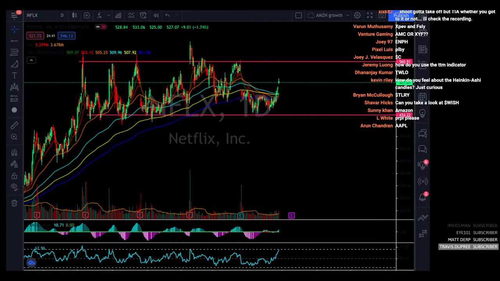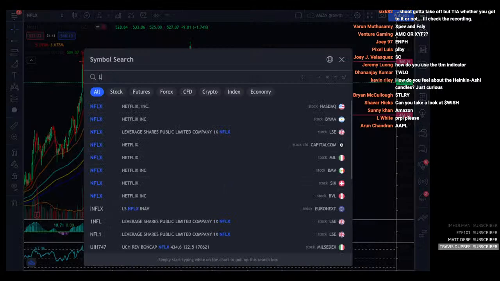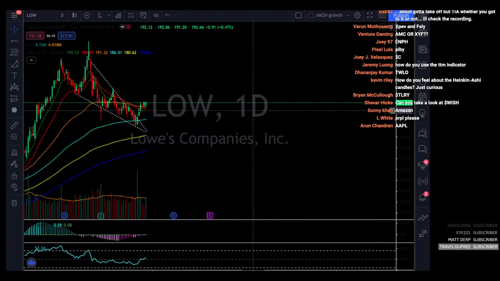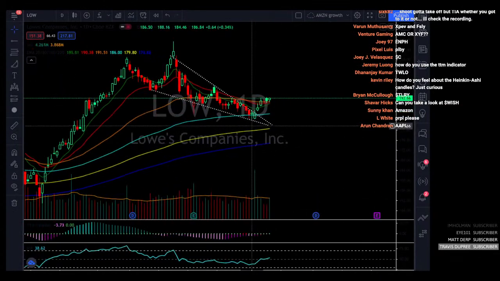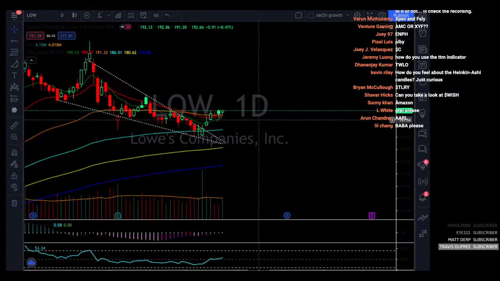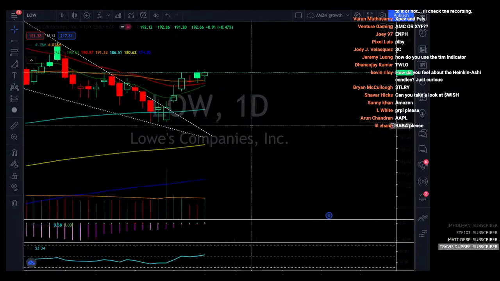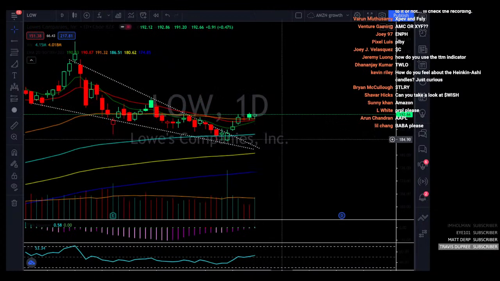It is going to be Lowe's, and Lowe's does follow Home Depot, or those sectors do follow each other. So looking at Lowe's, it has broken out of this falling wedge a few days ago. Looks like it is consolidating. It's holding on to the 9 EMA. What I'm expecting for Lowe's on the daily is for that 9 EMA to cross that 21 EMA.